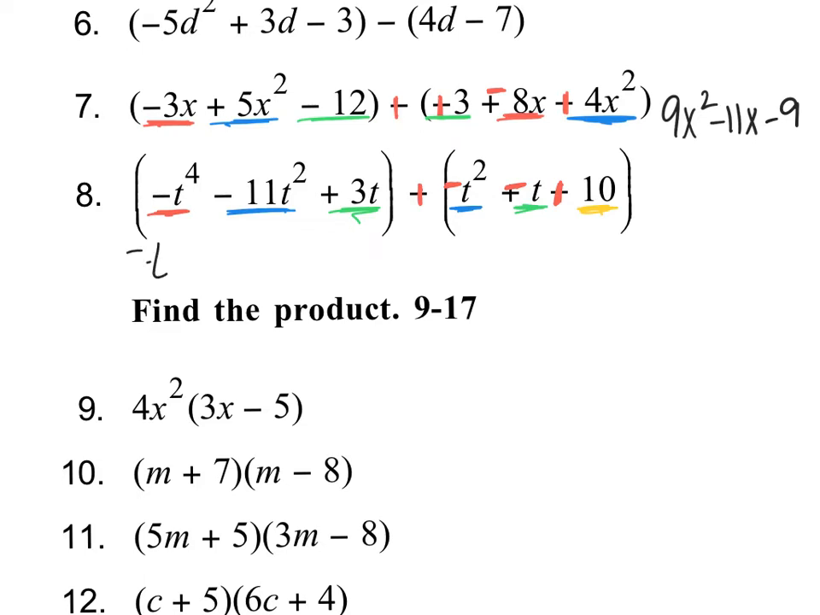I start with the negative t to the fourth. And I say add up because once I change the signs in the second parentheses, I'm adding. So negative t to the fourth. And then I have negative 11t squared plus negative t squared. So same sign, we're going to add. So that's negative 12t squared. Then I have 3t minus t, so opposite signs will subtract, so 3t minus 1t is plus 2t, and then plus the 10, making sure that I've distributed that negative to everything in the second parentheses.